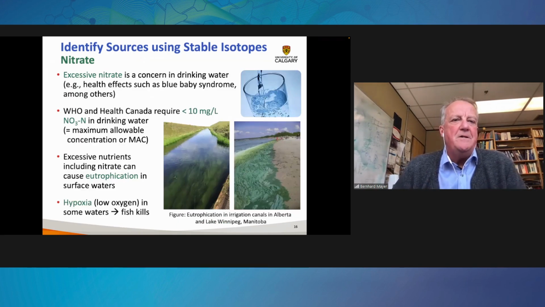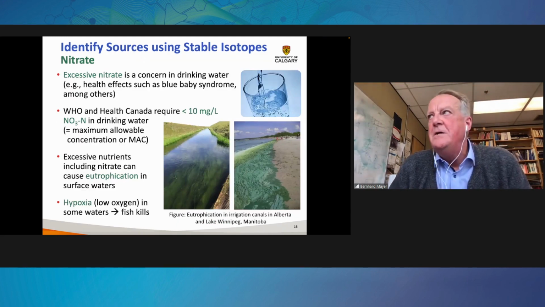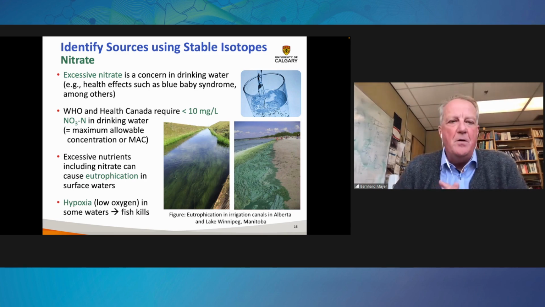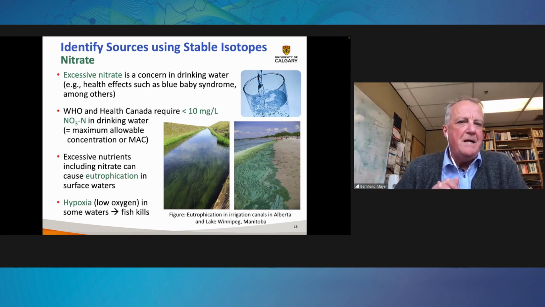Another contaminant of interest in groundwater is nitrate, because excessive nitrate is a common problem in drinking water and causes various health effects. Because of that, Health Canada requires that drinking water has a maximum allowable concentration of only 10 milligrams per liter nitrate.